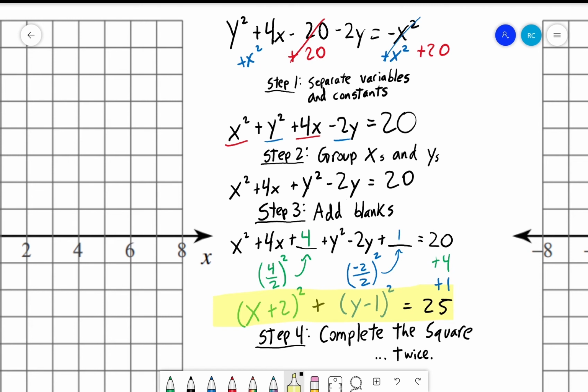There isn't really anything new here. You already know how to manipulate equations. You already know how to complete the square, or at least we've done it before. This isn't really new information.